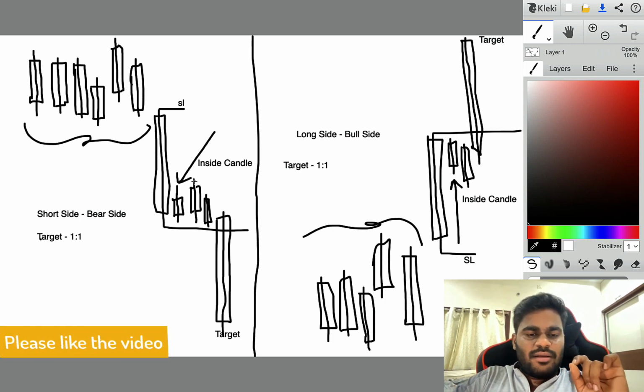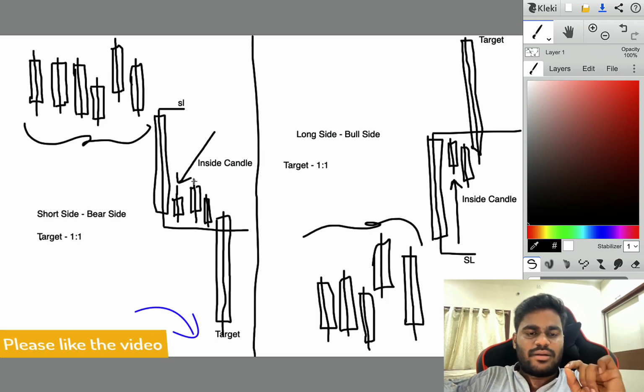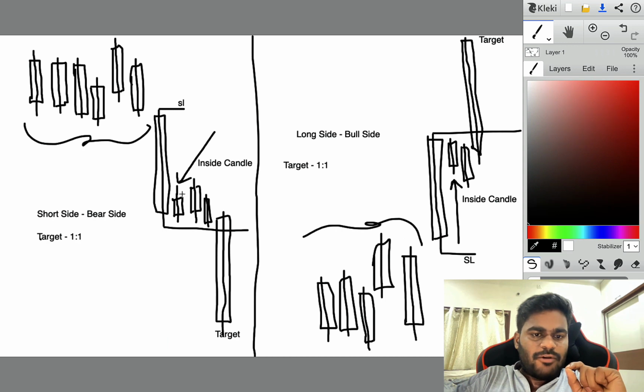So where exactly will our trade begin? That's our actual question now. After forming an inside candle, I personally observe the next three candles. If any of those three candles breaks the parent candle's low, then that's our entry.